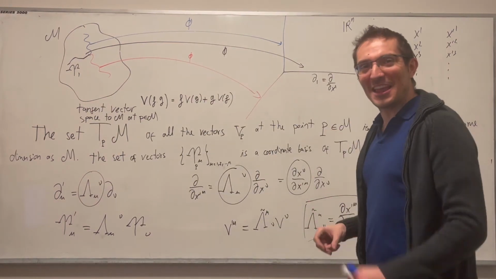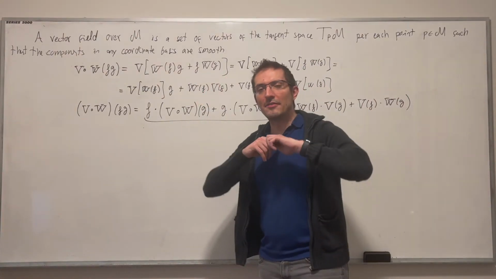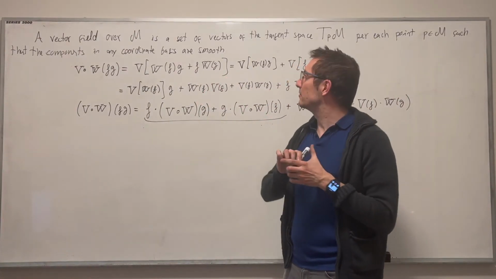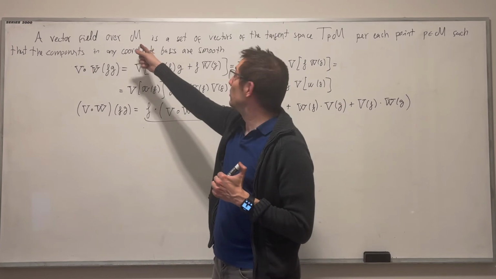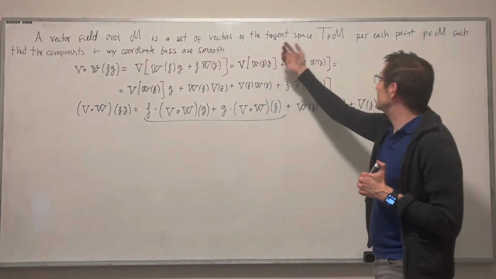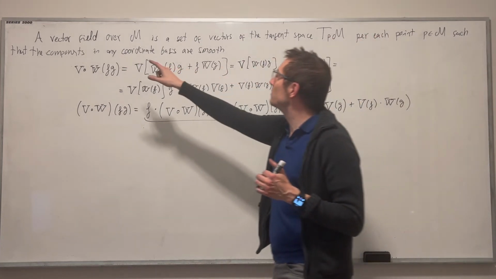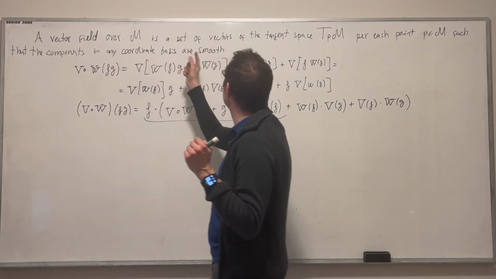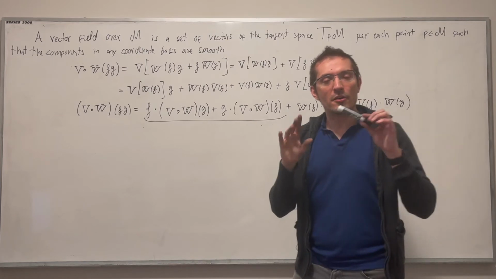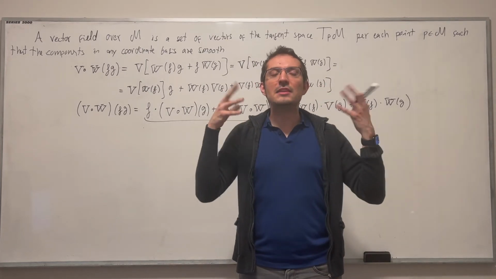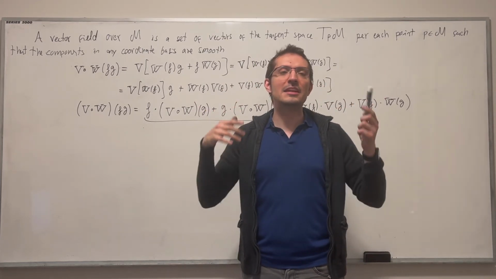Okay. Now, next thing. Right, so a vector field, what is the definition of a vector field? A vector field over the manifold M is a set of vectors of the tangent space TpM, one for each point of the manifold, such that the components of that vector field in any coordinate basis are smooth. Right, what does that mean? Well, the idea to think of is the following. Imagine the electric field in this room.